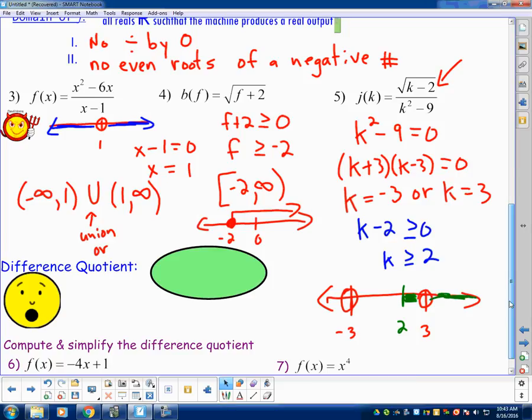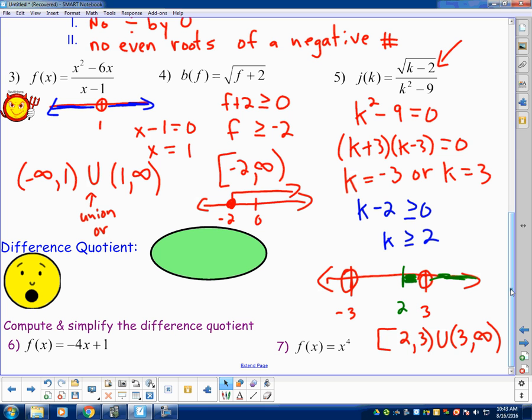So how do I reflect that in interval notation? It would look like this. We go from, on the left, 2 to open 3, union, open 3 to infinity. And that would represent all the values of k that are in the domain of this function that combines a square root and a rational function. All right.